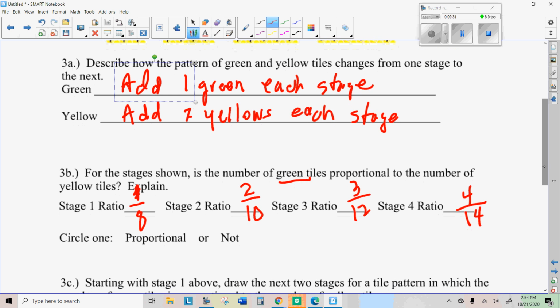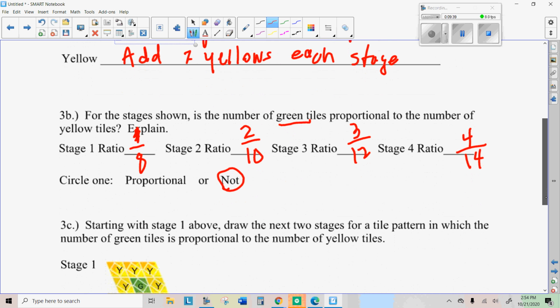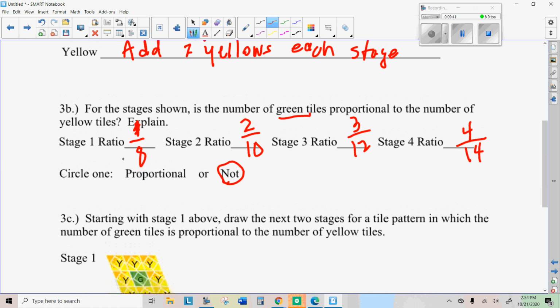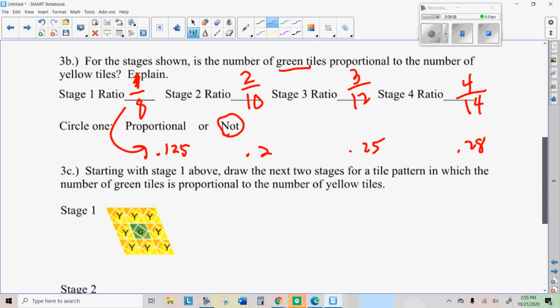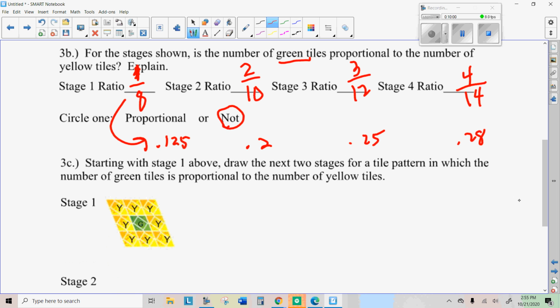I'm going to say this is not proportional. Look closely at those fractions and maybe you can decide how you know that. But 1/8 is like 0.125. 2/10 is like 0.2, 3/12 is like 0.25, and 4/14 is like 0.28, something like that. Anyway, they're not the same decimals, okay?